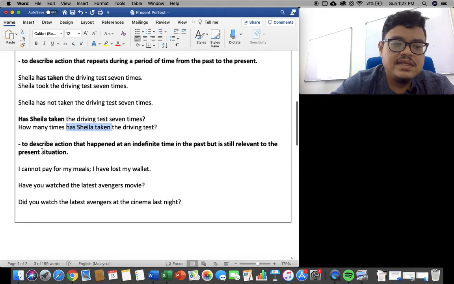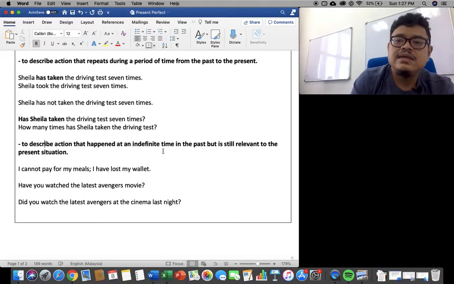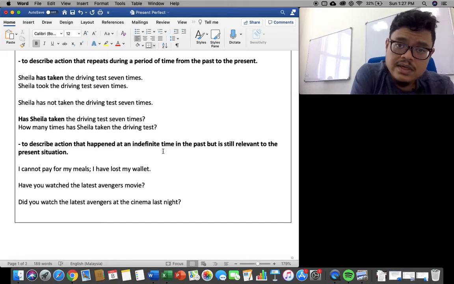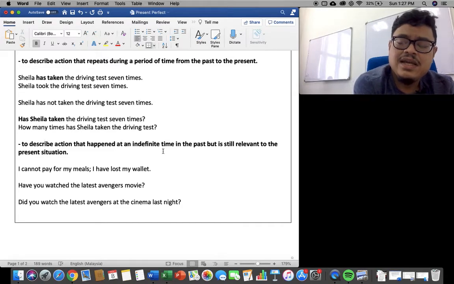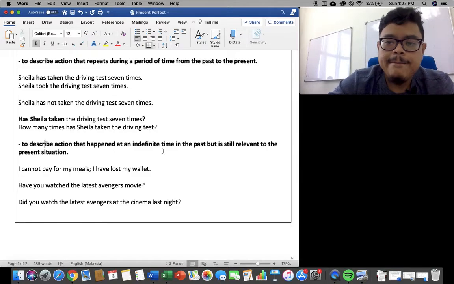Okay, the last function of the present perfect is to describe an action that happened at an indefinite time in the past but is still relevant to the present situation. So we know that the action happened in the past. It's just that the time in which the action happened is not important. But the fact that it happens is still relevant to the present situation.